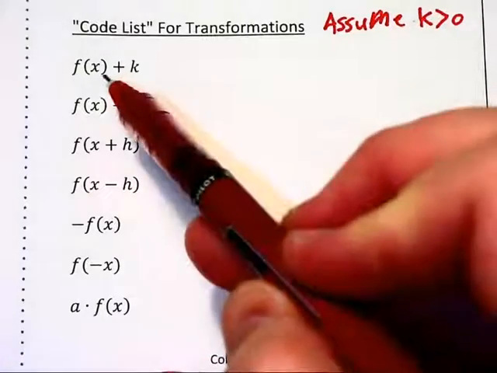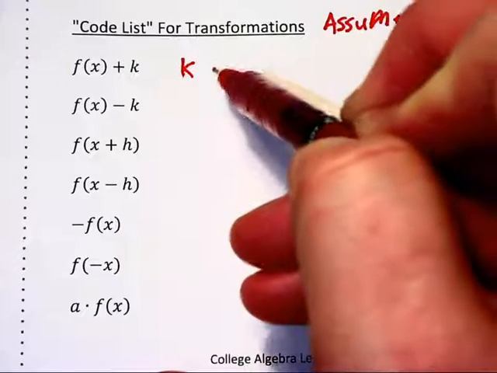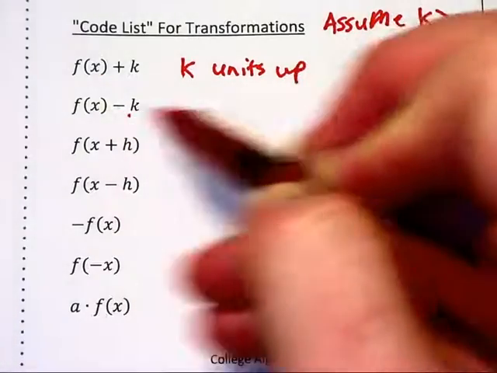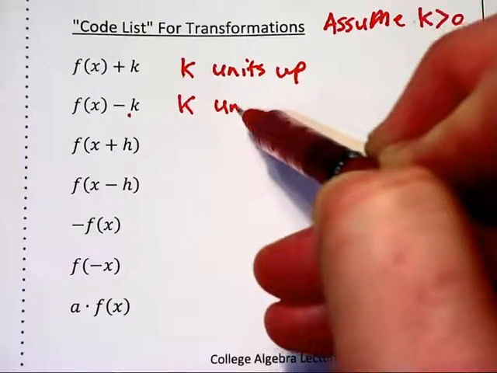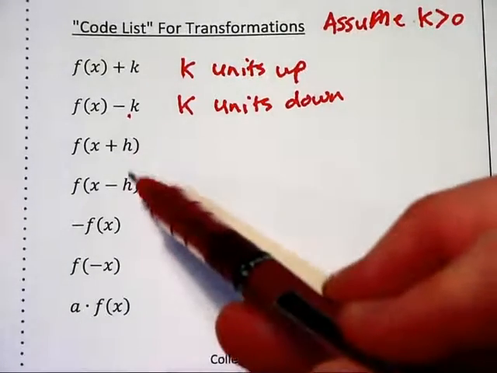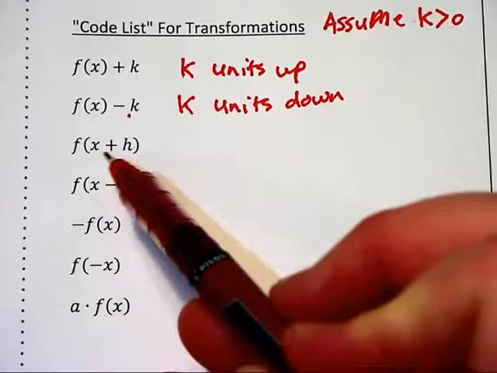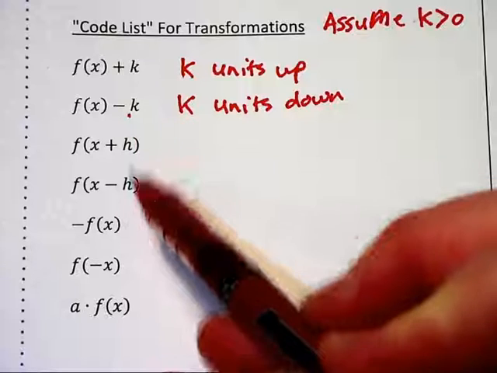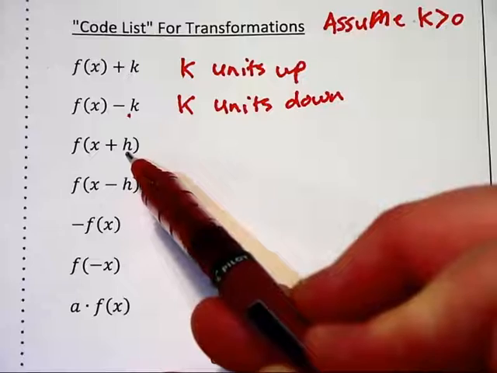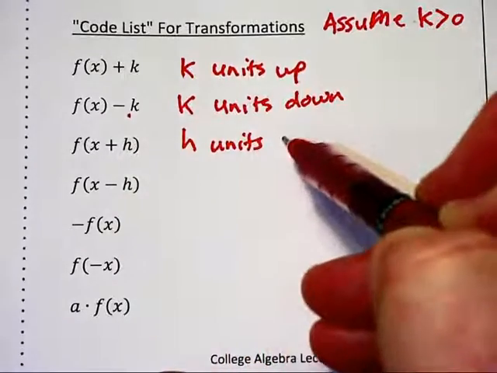When you have a function f of x plus k, that says to move the function k units upward. When it's f of x minus k, the graph is going to get moved k units downward. Now notice we have h inside the parentheses. The x-axis usually moves left and right, and these h values are going to move the function left and right. But that plus h does not mean to the right. That actually means h units to the left.